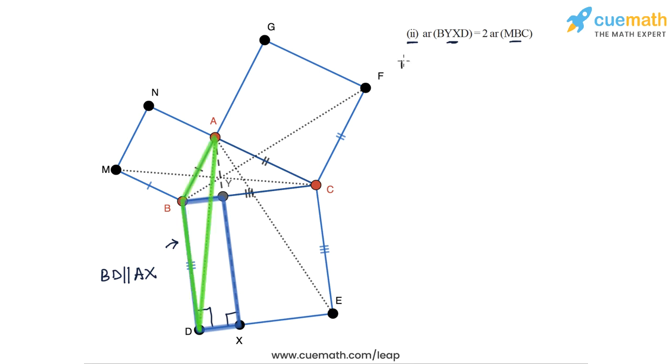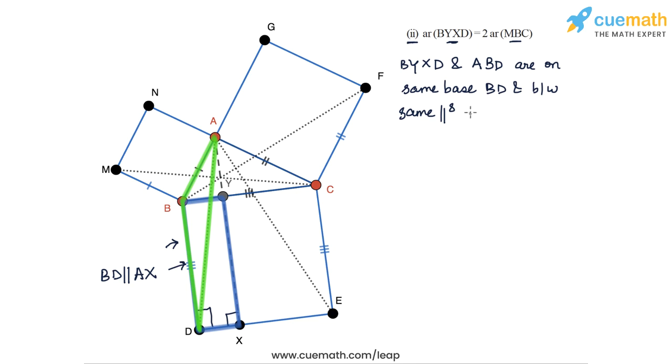So let's write this out. BYXD and triangle ABD are on the same base, and the same base is BD. These two are also between the same parallels, and the same parallels are BD and AX. So the rectangle's area BYXD will be twice the triangle's area, 2 times area of ABD.